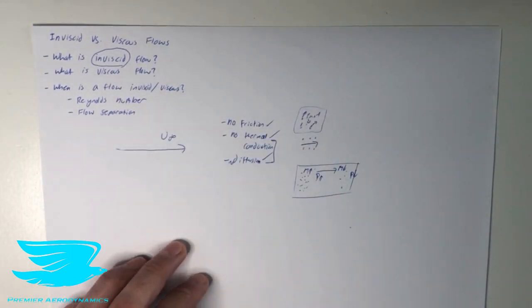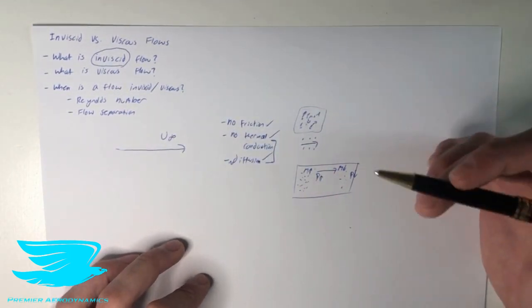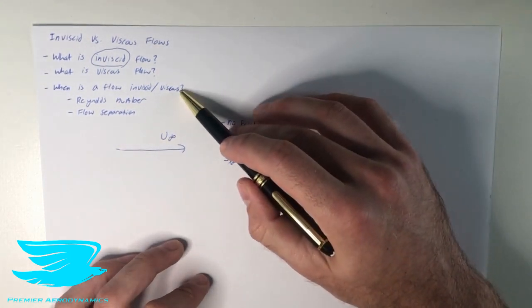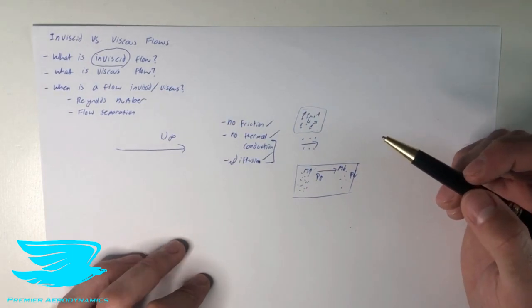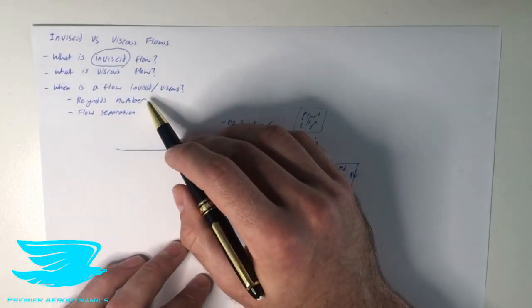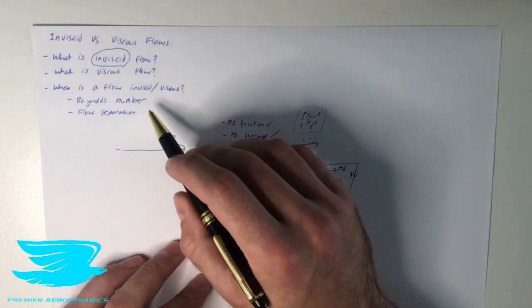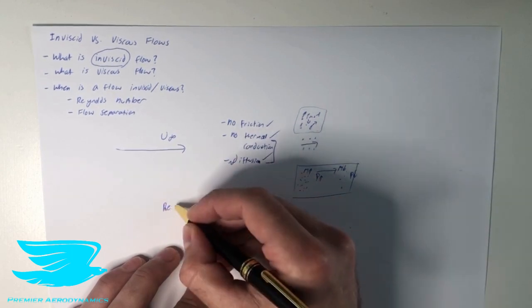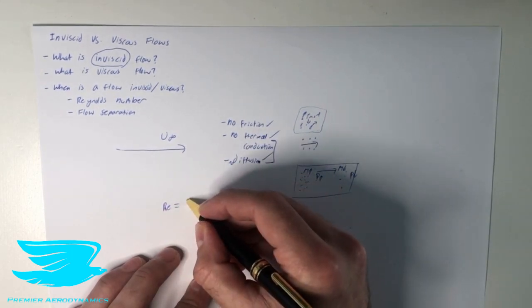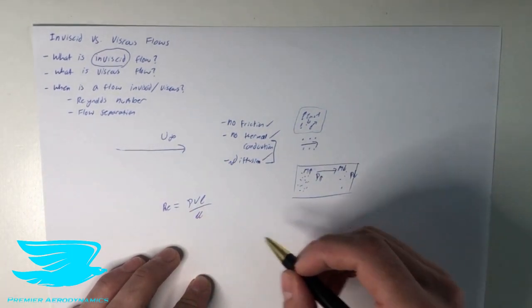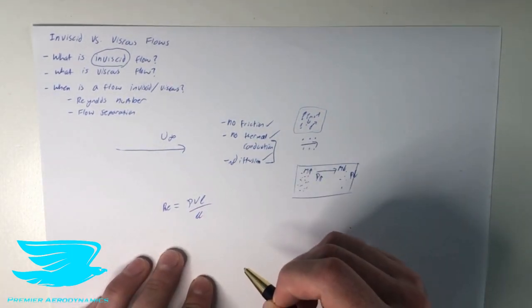Now in real life, are there such things as inviscid and viscous flows? Well, generally speaking, every flow in real life is actually viscous, but there are some flows that can approximate inviscid flows. There are two parameters that we need to fulfill. So let's talk first about the Reynolds number. If you haven't watched our video on the Reynolds number, check that out because we go through this. So rho v L on mu. This is one formula of the Reynolds number.